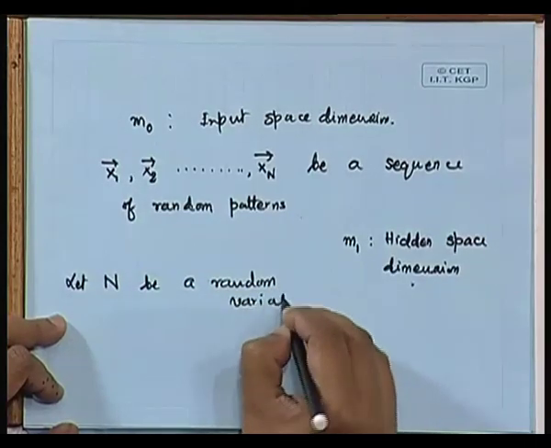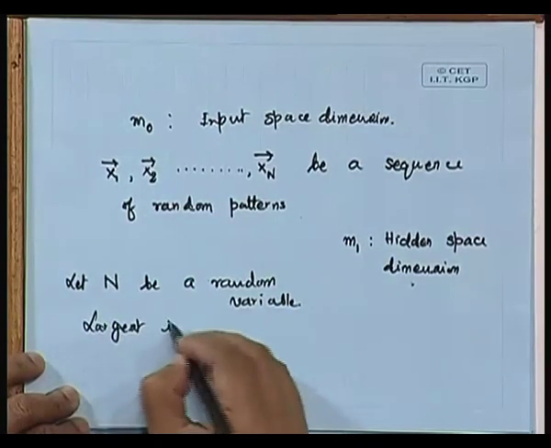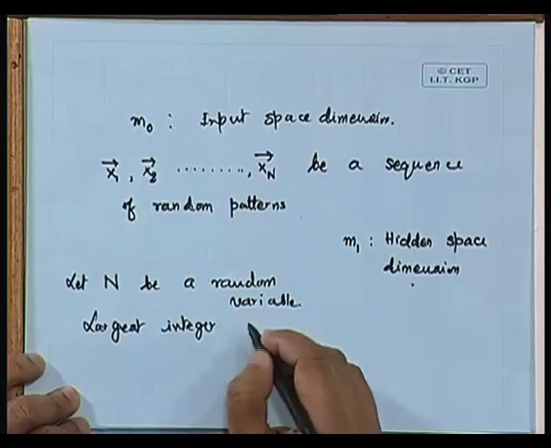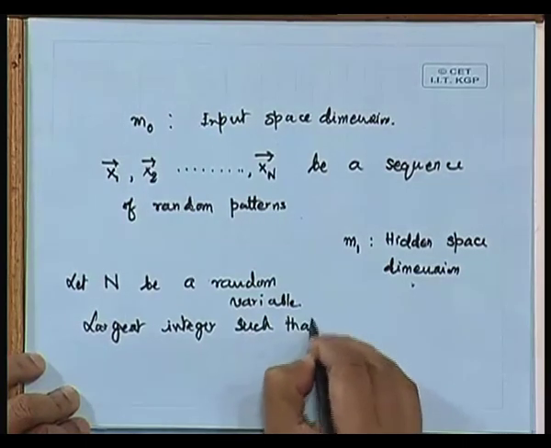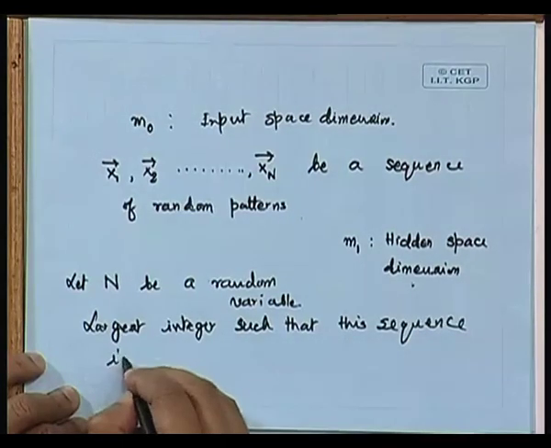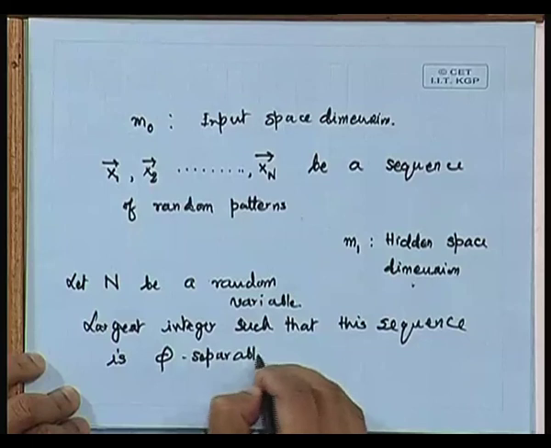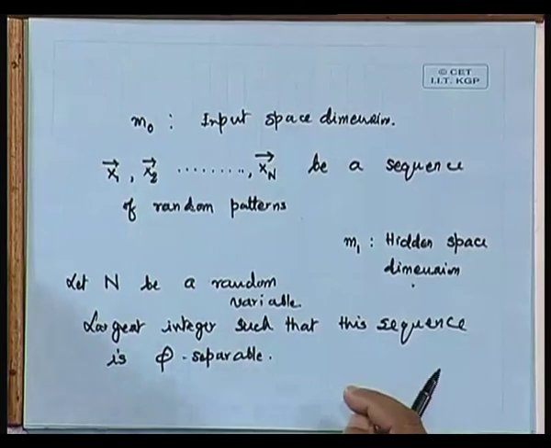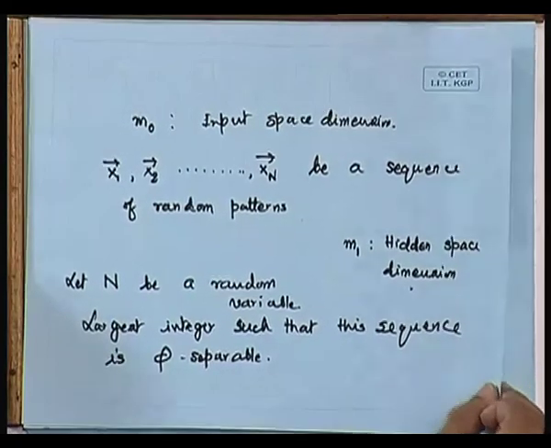So, let capital N be a random variable, and how is it defined? This is defined as the largest integer n such that this sequence is phi separable. So, how are we going to formulate the problem? We are going to take the probability that this capital N is equal to n. We just write it down and then you will be able to know.